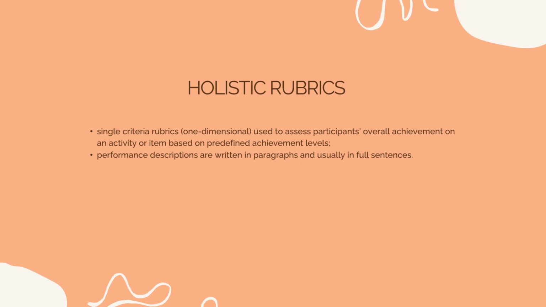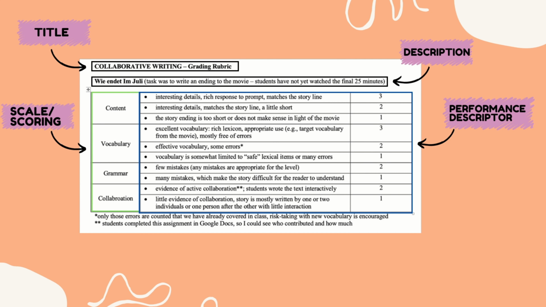Performance descriptions are written in paragraphs and usually in full sentences. Now here is an example of a holistic rubric and its components. We have the title, scale or scoring, the description, and the performance descriptor.